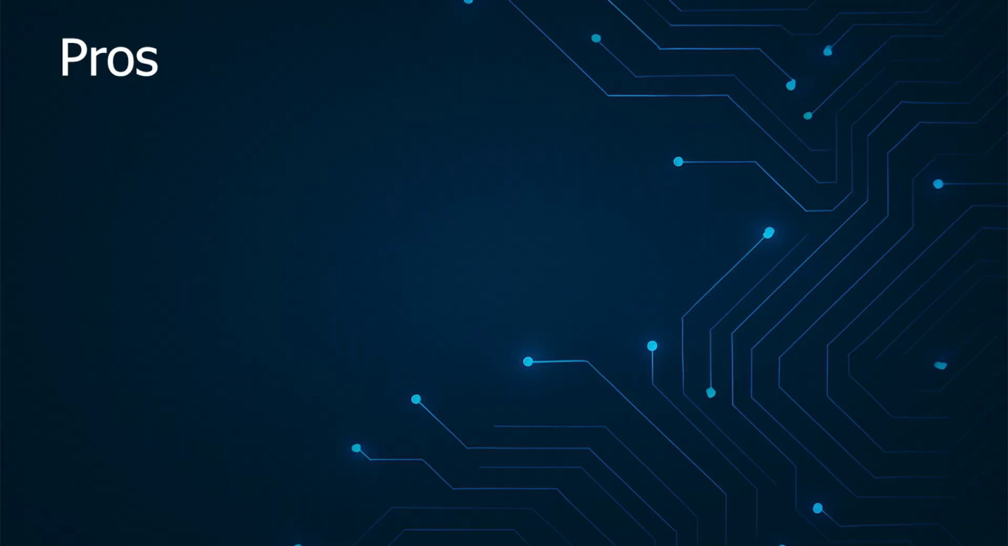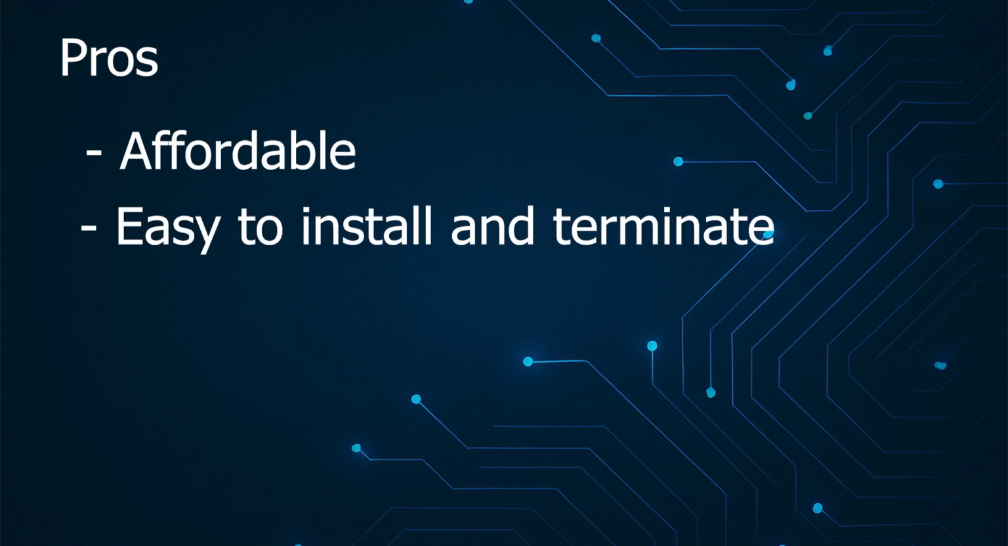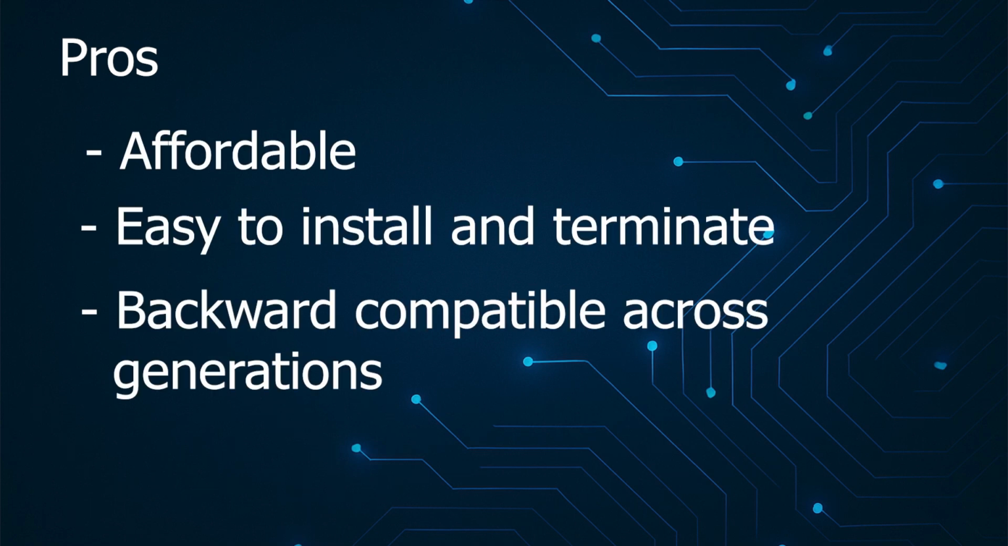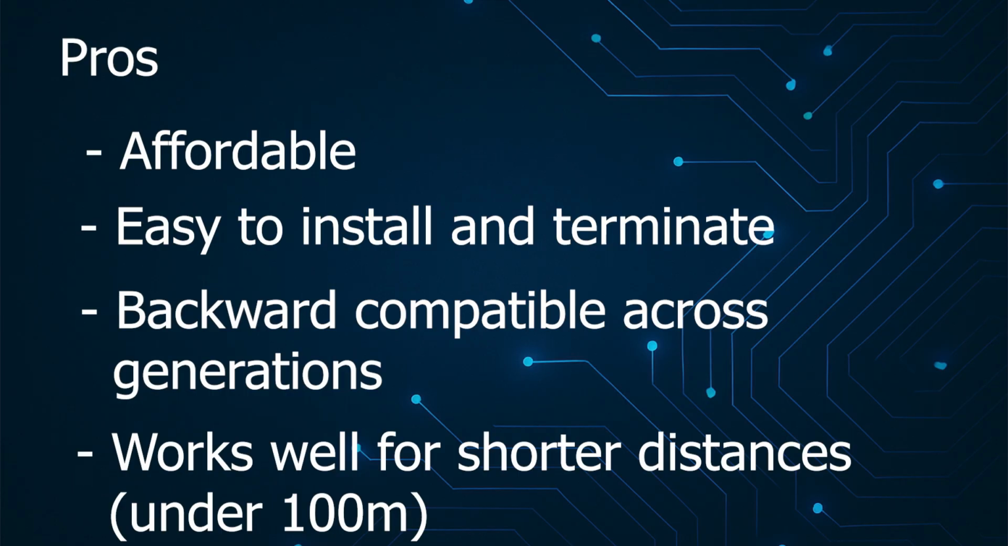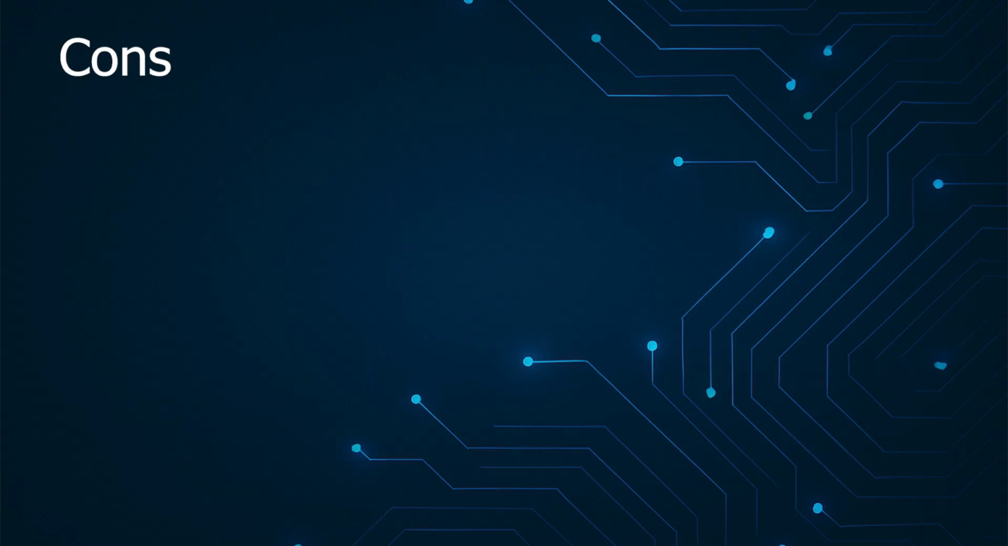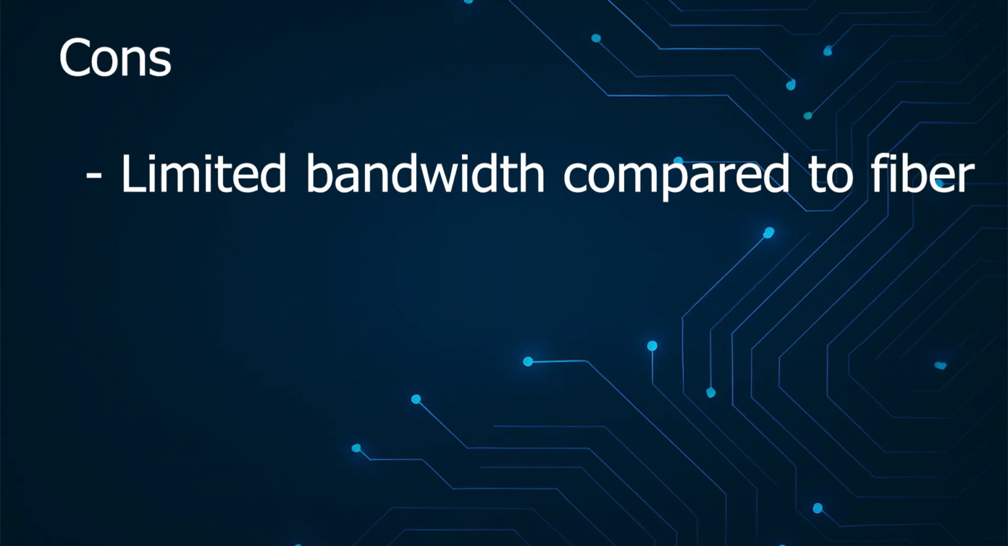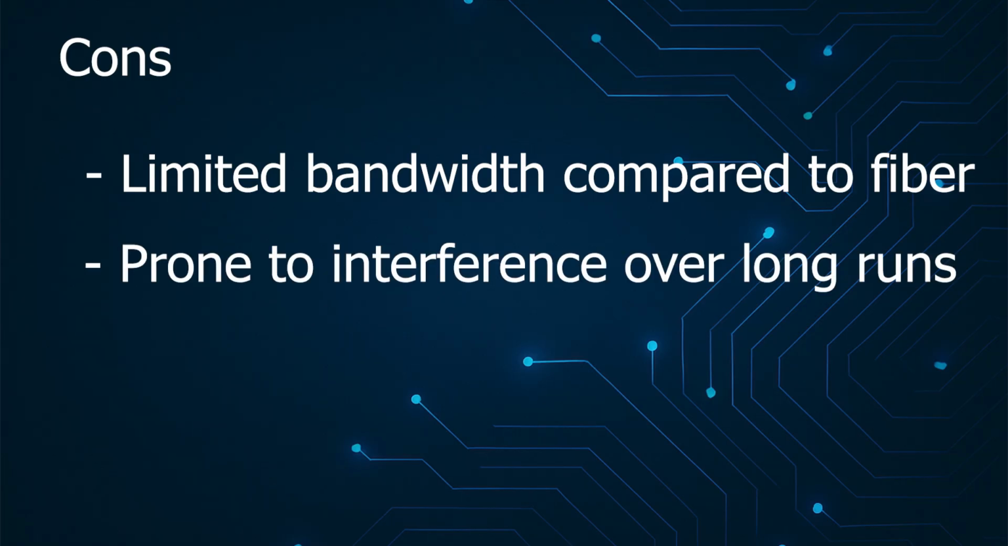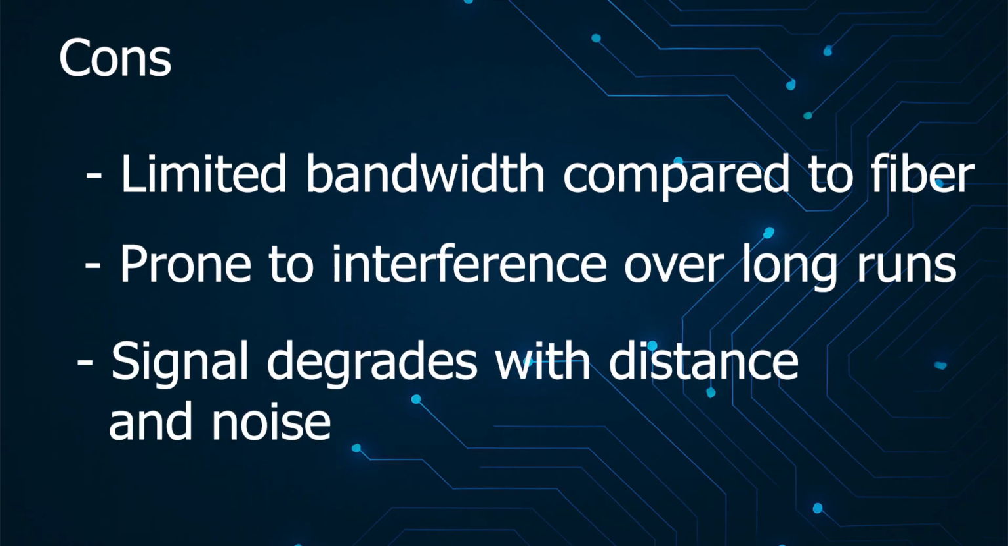There are overall pros and cons of using copper cables, just like there is with everything else. Some of the pros are that it's affordable, easy to install and terminate, backwards compatible across generations, and it works well for shorter distances, under 100 meters. The cons: limited bandwidth compared to fiber, prone to interference over long runs, signal degrades with distance and noise.